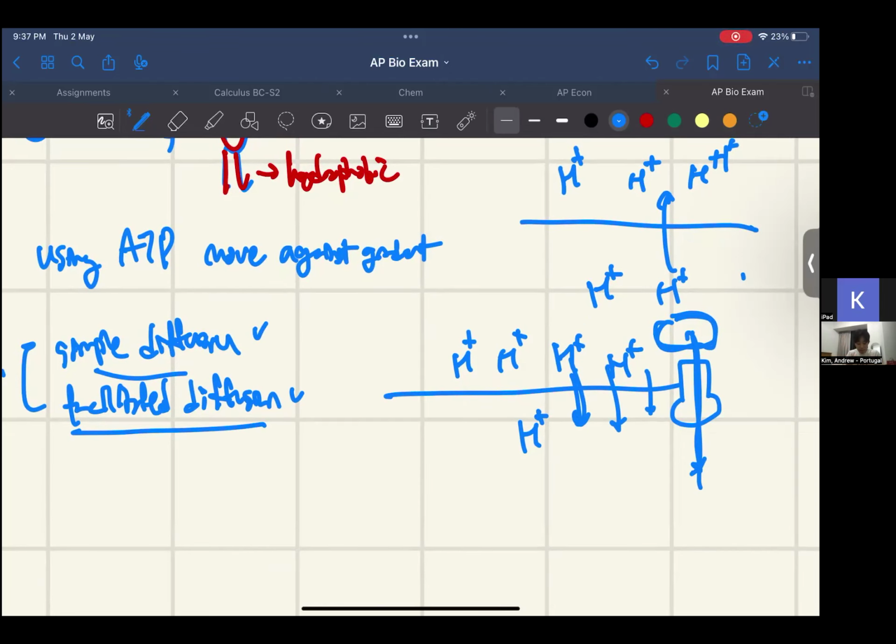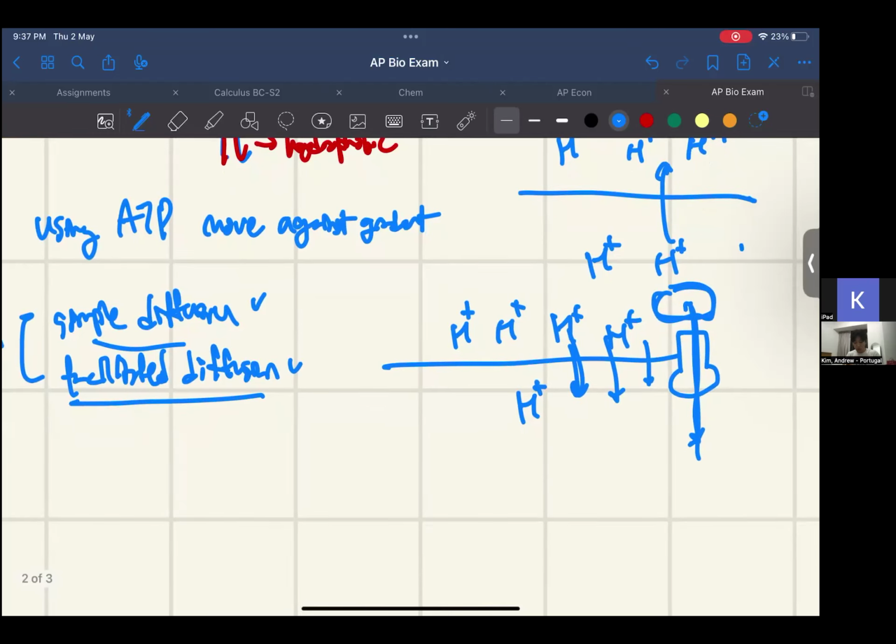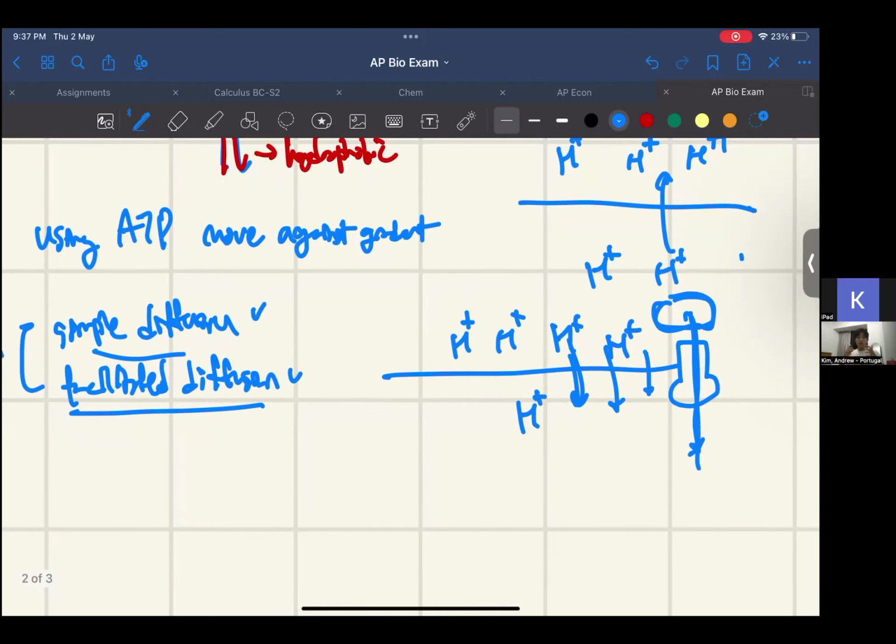Now, what are the components that can move through simple diffusion, and what are the components that should move based on facilitated diffusion? Well, small and non-polar components can move through simple diffusion. Polar or bigger molecules would have to move through facilitated diffusion, okay?